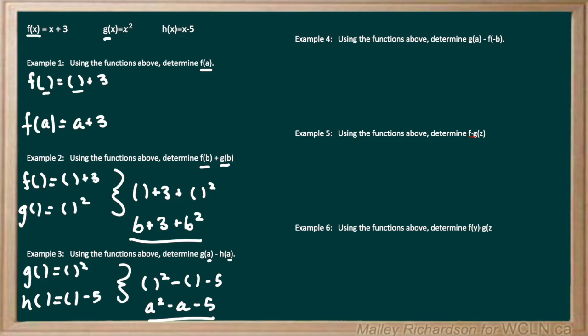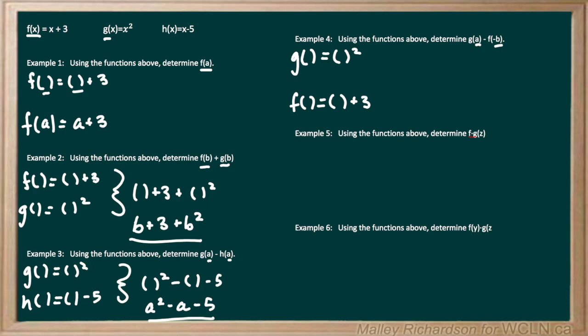So moving on to example 4, we see that we're going to have to use our different method because they don't contain the same variable inside the brackets. Example 4 wants us to use the functions above to determine g of a minus f of negative b. So g of a wants us to use g of x, so we're going to do g of empty brackets equals empty brackets squared, and then f of x is f of empty brackets equals empty brackets plus 3.